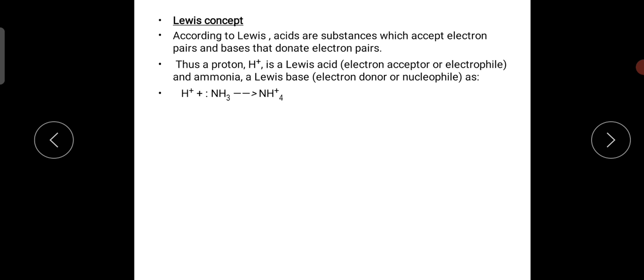Then the Lewis concept. Acids are substances that accept electron pairs. Likewise, bases donate electron pairs. So H positive is an acid, and it will accept electrons. Likewise, ammonia is a base. A base will donate electrons. See, this is the example.